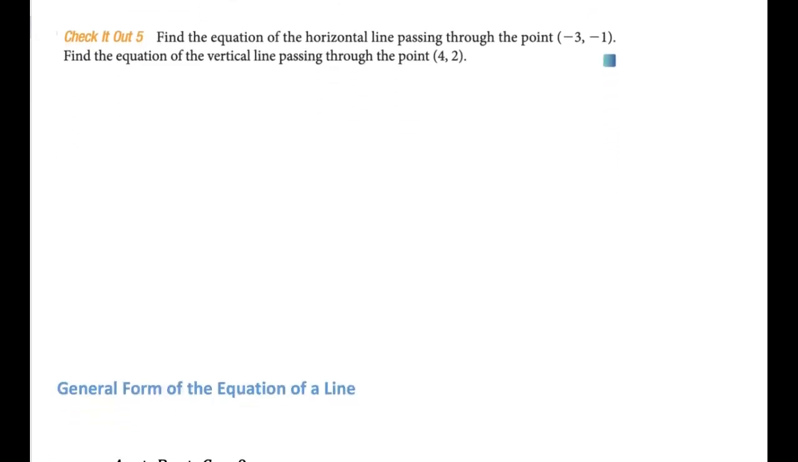Okay, so let's try that. And so I'd like you to try a check it out. 2 different questions. Find the equation of the horizontal line passing through the point negative 3, negative 1, and the equation of the vertical line passing through the point 4, 2. So you should have 2 answers.